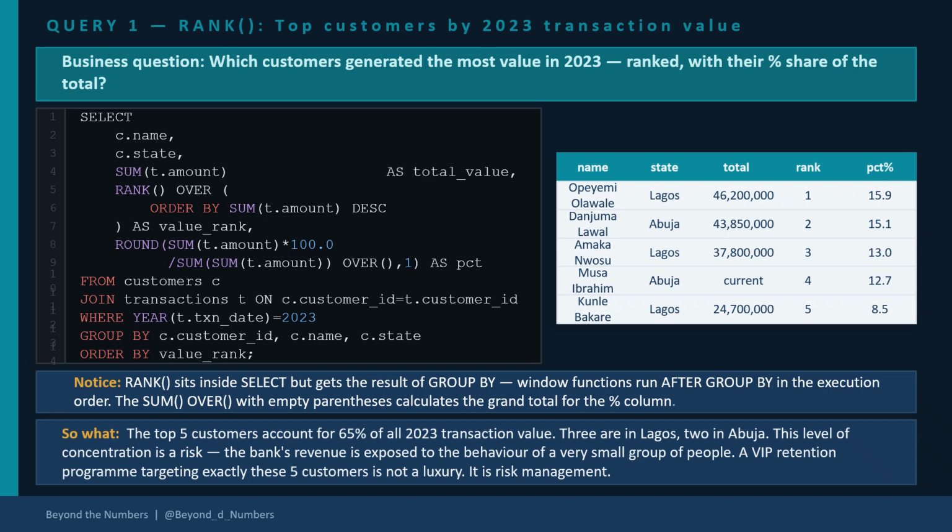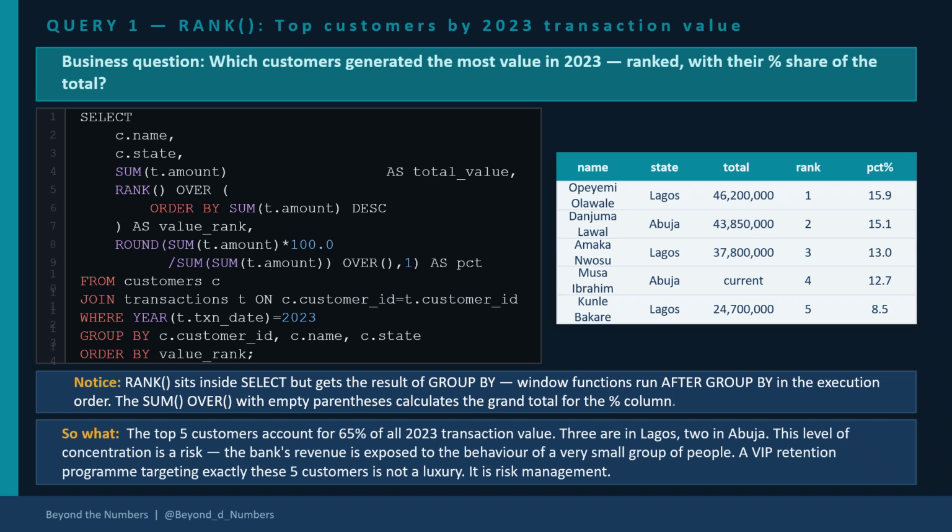From customers, join transactions where year equals 2023, right? Group by customer, order by the rank. If you look at the results, you see Opeyemi Olawale as the rank is 1. The money is 46.2 million, the total amount. Then you have 15.9% of all 2023 value. The same thing for Danjuma Lawal. You see it there. You have the top 5 together equaling 65% of everything.